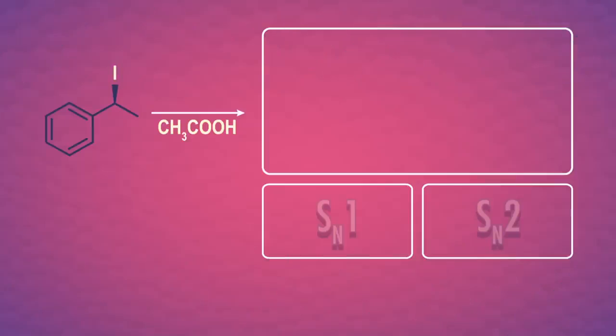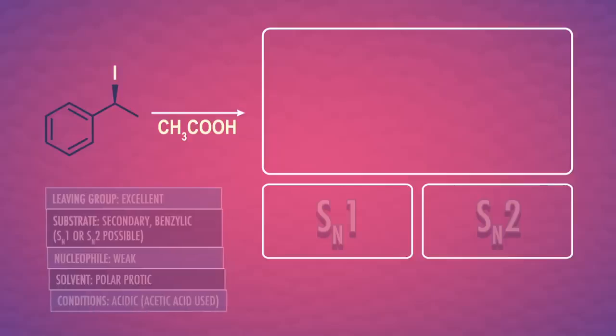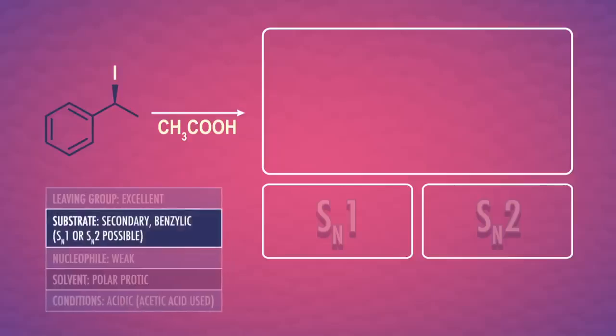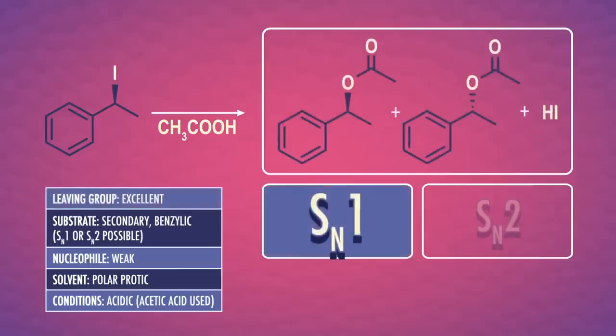For our third problem, how about this iodide reacting with acetic acid? Let's assume acetic acid is also our solvent here. We have a secondary substrate, a benzene ring with the leaving group separated from it by one sp3 carbon. So actually, this is a benzylic substrate that can make a resonance-stabilized secondary carbocation. That means it could do SN1 or SN2, and we have to look at another factor to make the final call. Acetic acid is our weak nucleophile and our polar protic solvent, and we clearly have acidic conditions. All signs point to SN1.